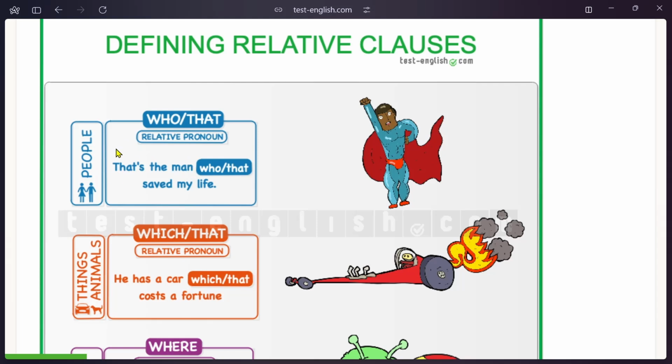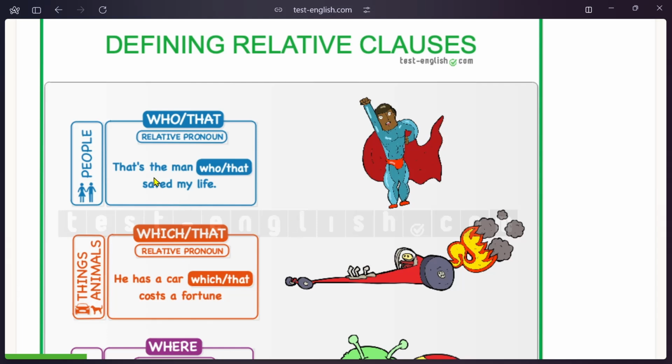You have here two clauses, okay? You are not going to have a relative clause by itself. You cannot just say, who saved my life by itself. It's incomplete. It's not a whole thought, not a whole idea. That's the man who saved my life. You're talking more about this man, okay? But we can write a lot of clauses, but only one sentence. Yeah, one sentence, many clauses.